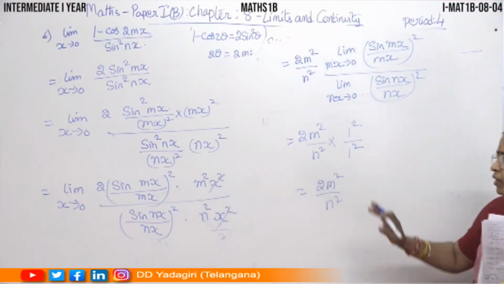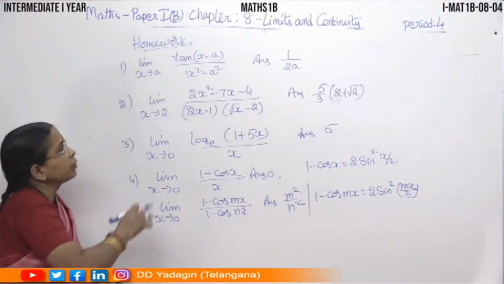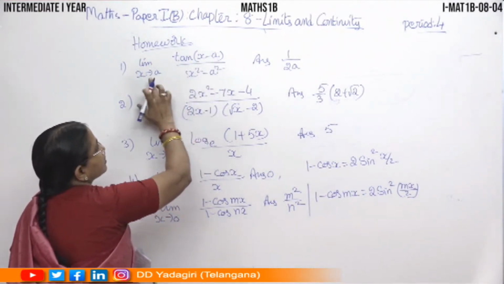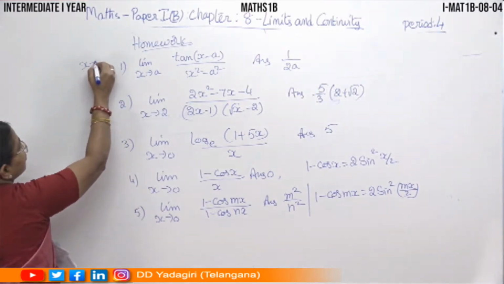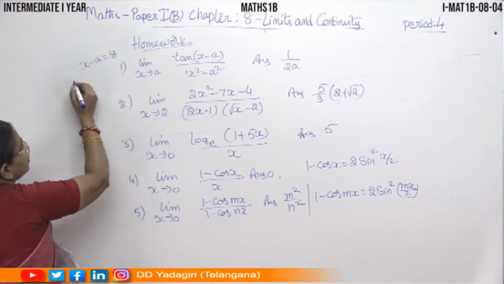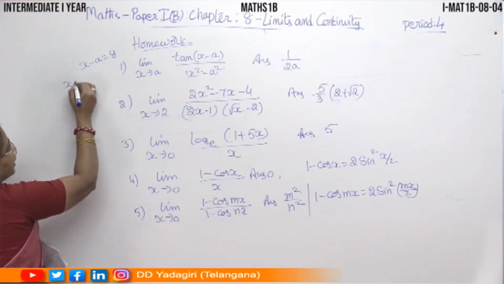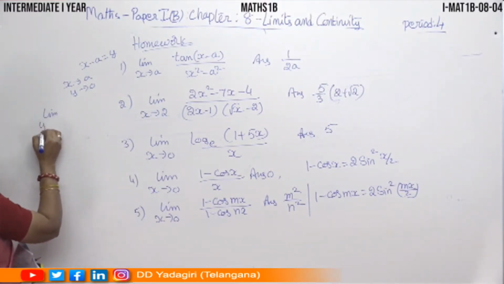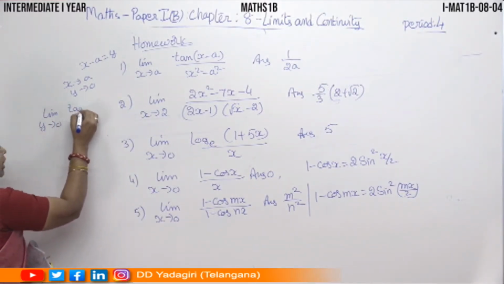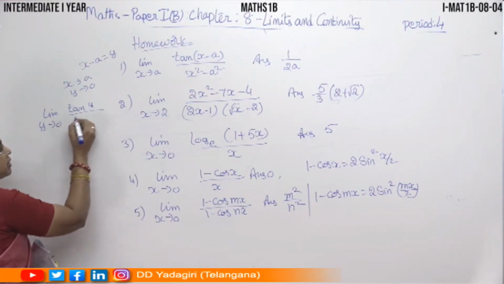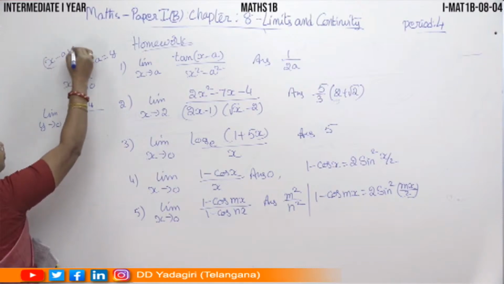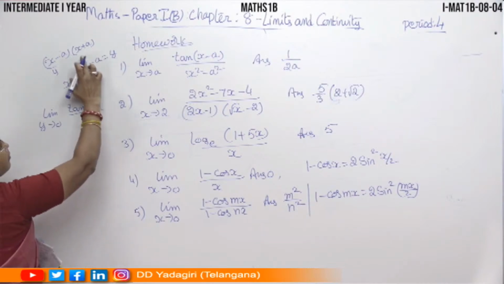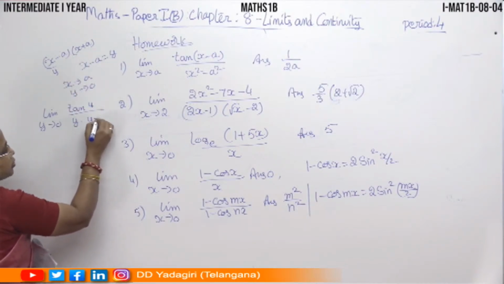Now you can take down the homework. You can solve these 5 problems. So here it is the limit x tending to a of tan(x minus a) by x square minus a square. Like we solved some problems, we'll put x minus a equal to y. So as x tends to a, y tends to 0. So this becomes the limit of y tending to 0 of tan y by (x minus a) into (x plus a). X minus a is y, and x plus a is y plus 2a. So it becomes y into (y plus 2a).